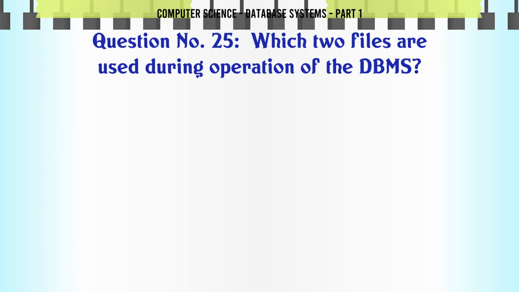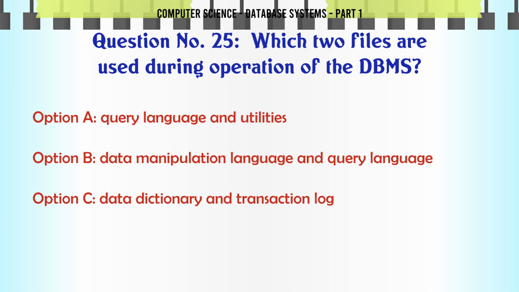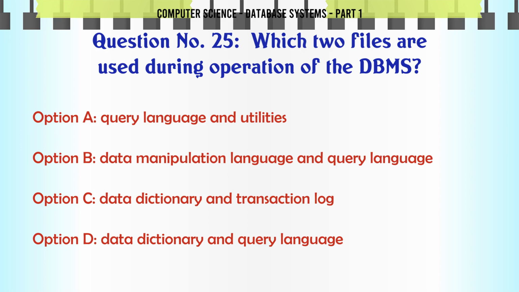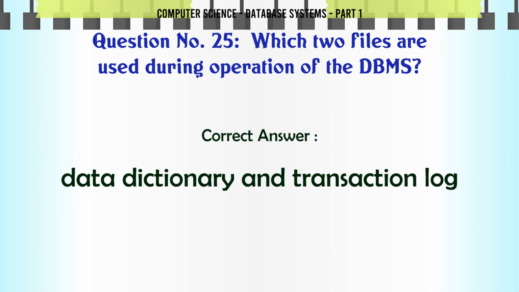Which two files are used during operation of the DBMS? A. Query language and utilities. B. Data manipulation language and query language. C. Data dictionary and transaction log. D. Data dictionary and query language. The correct answer is data dictionary and transaction log.